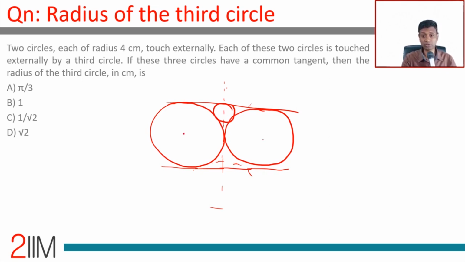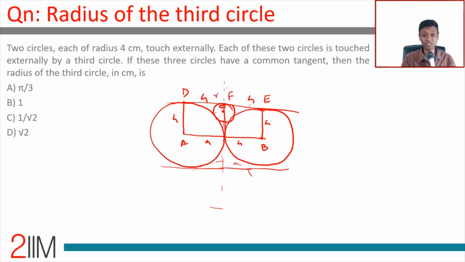We draw the center of this circle, center of this circle, center of this circle. Join these two, 4 plus 4, let's say this, call this as A, B, C, this is 4, this is 4. D, E, 4, 4. The point where it hits at F, 4, 4. Join these two, again 4. Now what do we know?